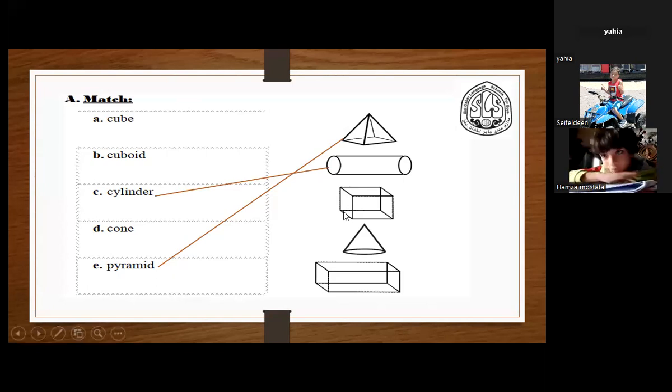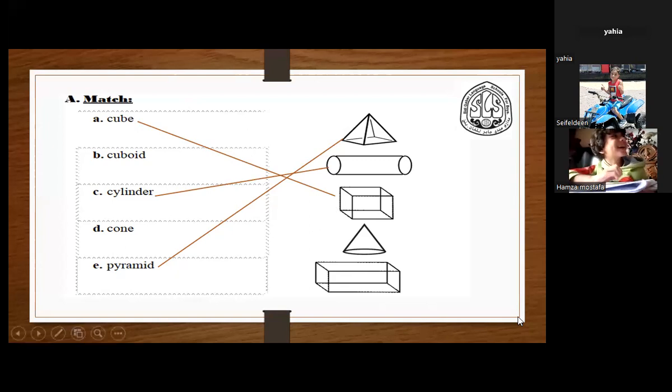Hamza Mustafa. Okay, Hamza, the third shape. It's called what? Cube or cuboid or cone? Cube. Excellent. So I will match my cube.